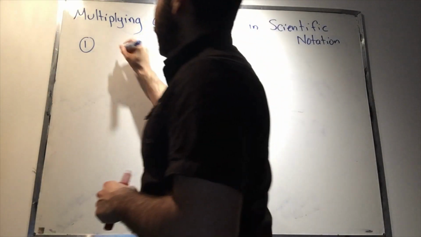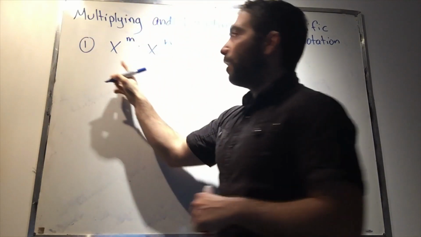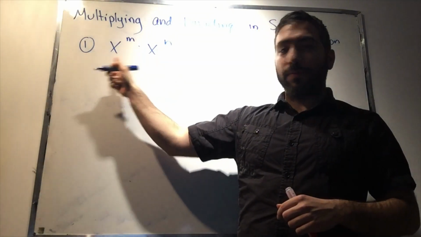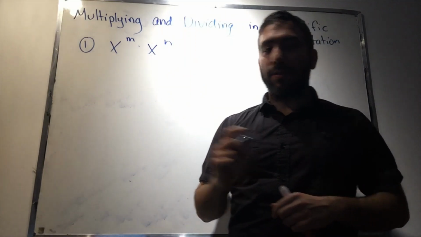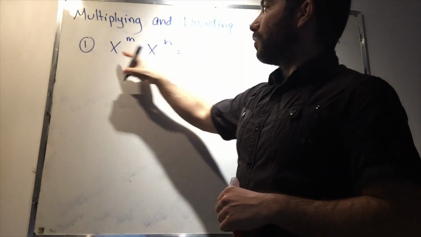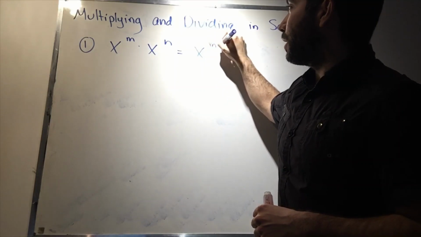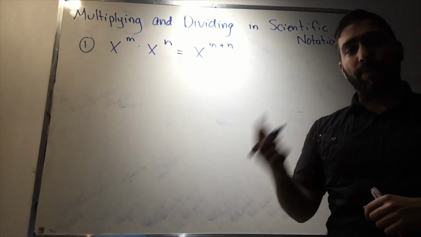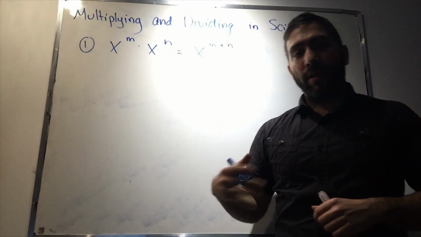The first property that we need is if we have x to the m times x to the n. Whenever you're multiplying two numbers and the bases are the same, you have to add the exponents. So x to the m times x to the n is really just x to the m plus n. You add the exponents m and n. Okay, that's the first property. So whenever you're multiplying the same base, you add exponents.